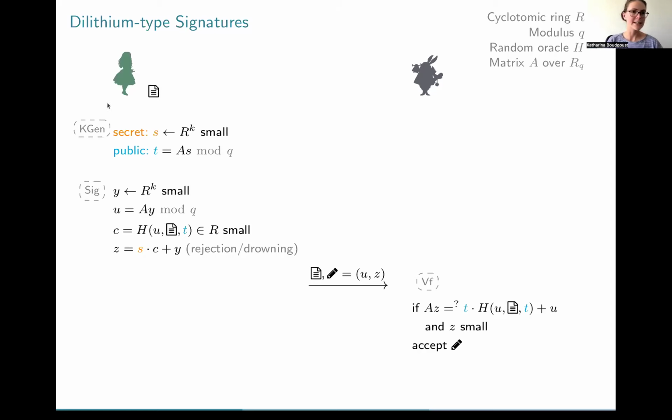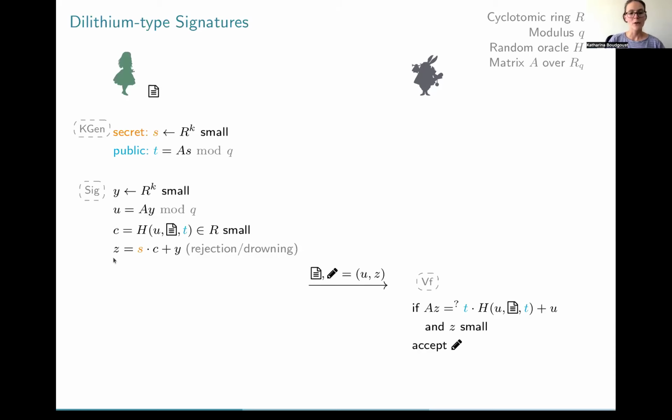And then for the key generation, Alice samples a small vector S over the ring. And when I say small, I always mean of short norm. And her public key will then be T = A times S modulo Q. And then in order to sign, Alice will sample a fresh Y, again a small vector over R, and compute U as A times Y, which is often called the commitment, and then use this commitment as an input to the random oracle together with the message and her public key to obtain C, which we often call the challenge. And this is again a small ring element, and this time it's just a scalar.